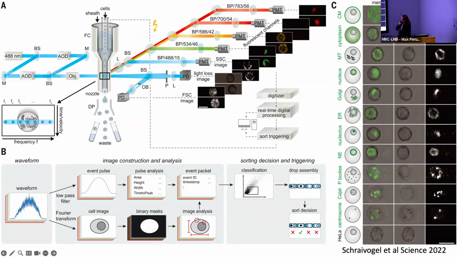As you can see here, they actually did a CRISPR screen and they marked various organelles here, as you can see in green. And so, yeah, this is quite the development. If you can imagine now that we're coupling spatial and subcellular localization with cell sorting, it really opens up a whole new area of potential applications.